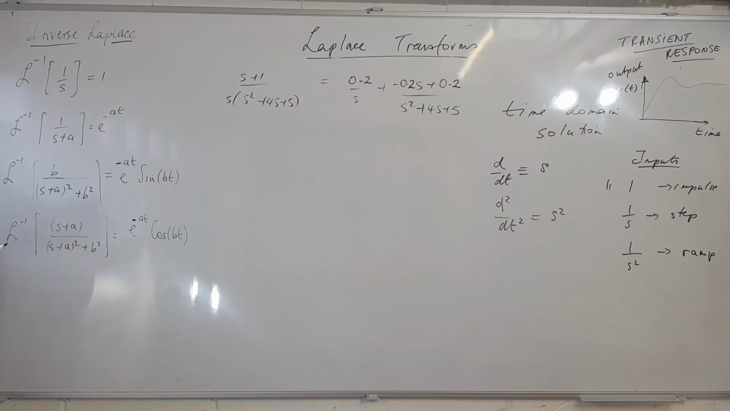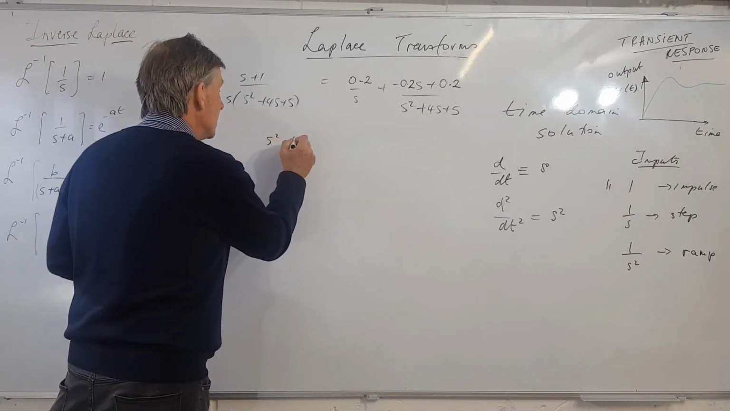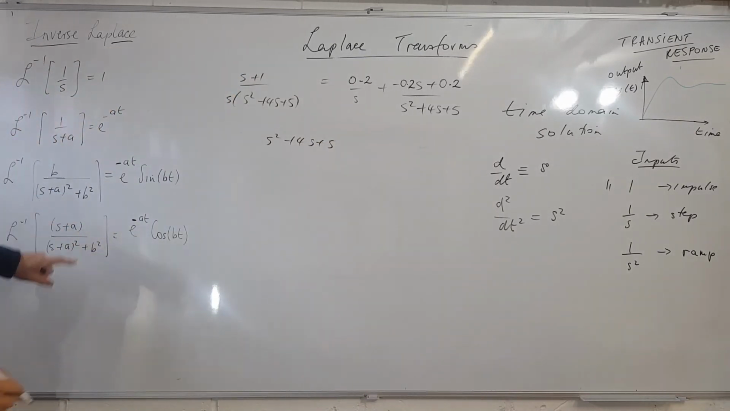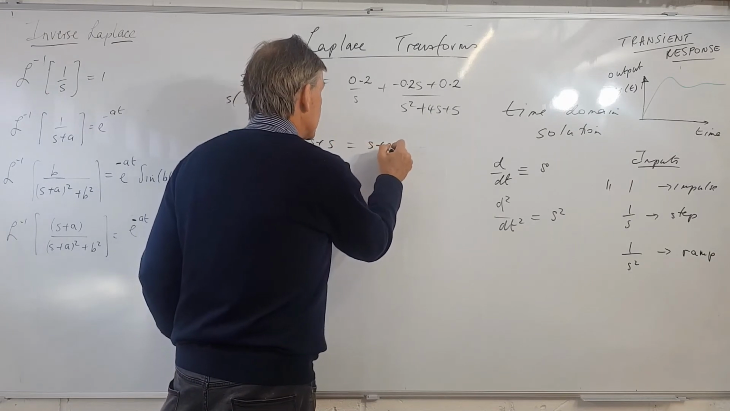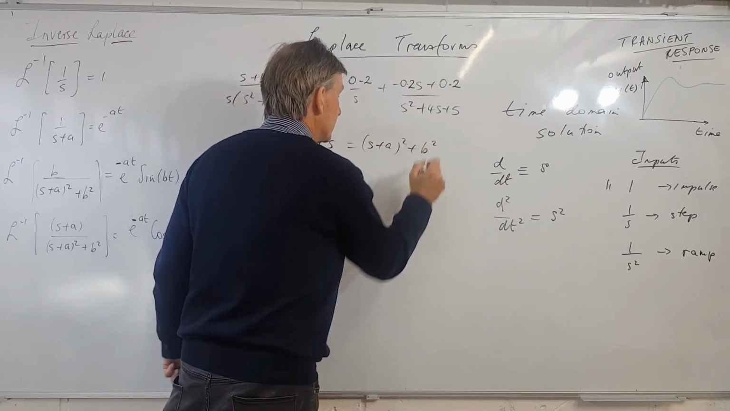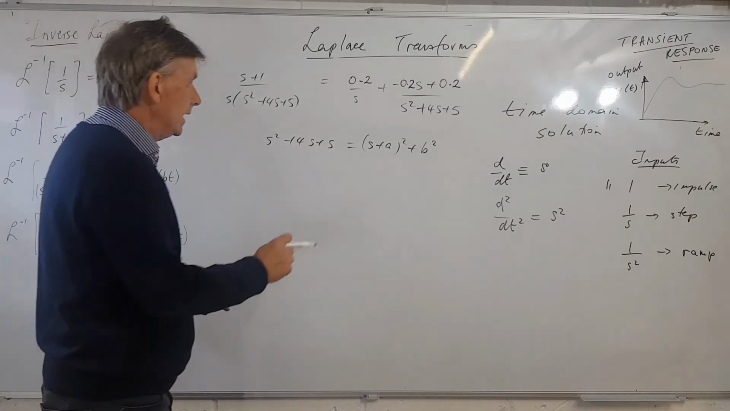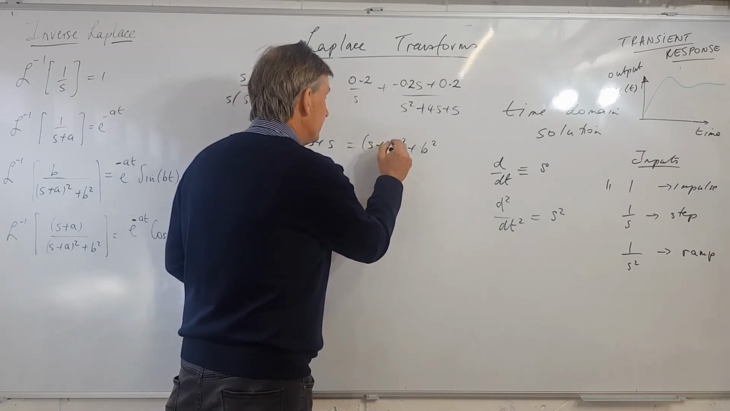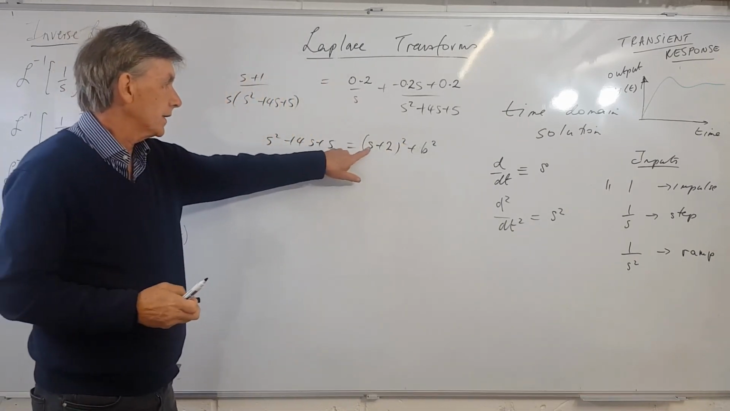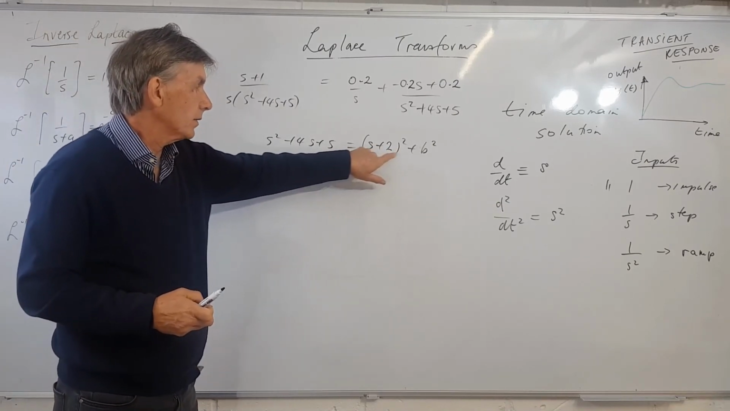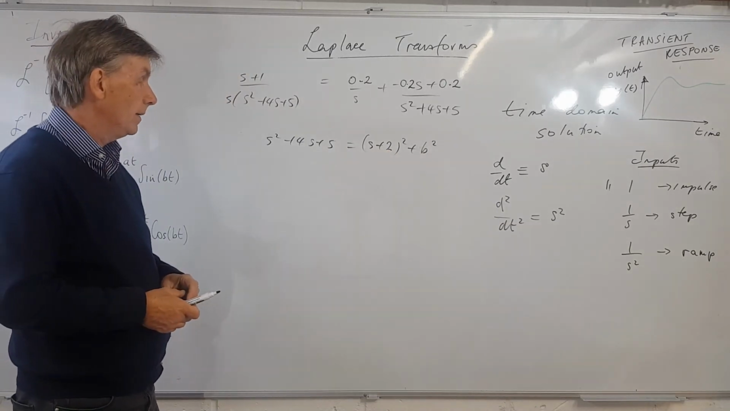So we need to write now s squared plus 4s plus 5 as s plus a squared plus b squared, and work out what a and b are. So we can see from this now that if we make a as 2, then this is going to give us s squared plus 4s plus 4, and therefore b squared must be 1.